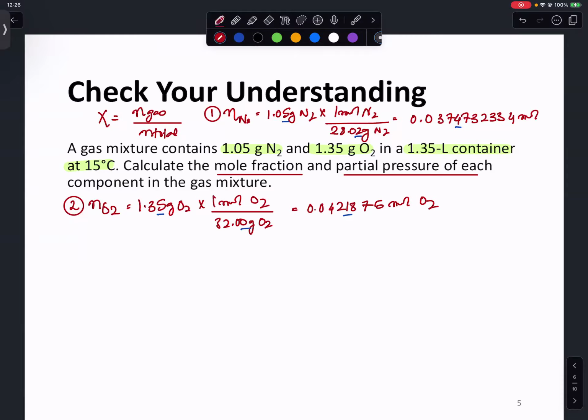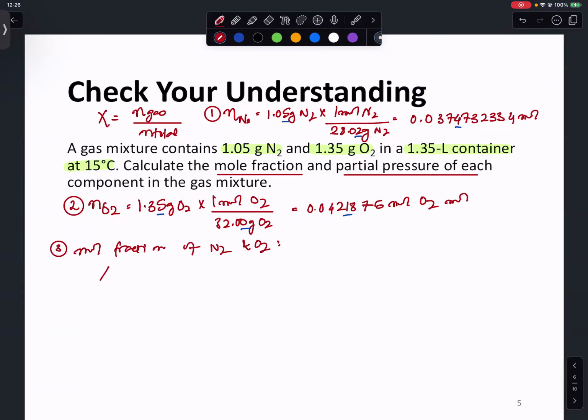Now, I calculated the moles, and the third step is I'm going to calculate the mole fraction of nitrogen and oxygen. Here's what I'm going to use: the relationship of all the mole fractions. The sum of all the mole fractions in a gas solution is going to be 1. So if I can calculate one, I will do 1 minus the mole fraction of the other to get it. You don't need to do everything, to save time, especially on a test.